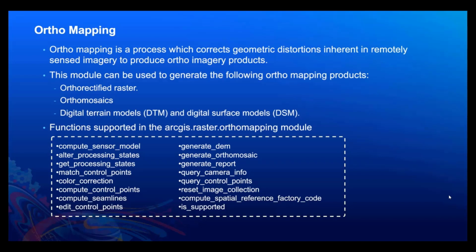Orthomapping is a combined process of orthorectification and mapping, in which orthorectification refers to the removal of geometric distortion introduced by the platform, sensor, and especially terrain displacement, and mapping refers to the edge matching, seamlines generation, and color balancing of multiple images to produce an orthomosaic dataset. The orthomapping module in ArcGIS API for Python can be used to generate orthomapping products like orthorectified rasters, orthomosaics, digital terrain models, and digital surface models. Below is a list of orthomapping functions supported in the orthomapping module.